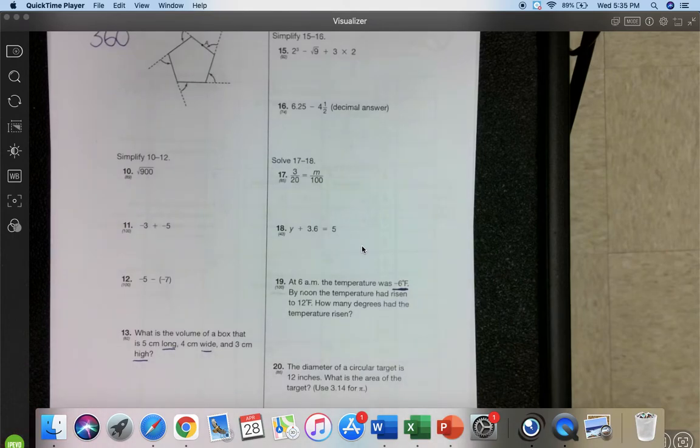And then lastly, the diameter of a circular target is 12 inches. What is the area? Remember to find area, you take 3.14 times your diameter.